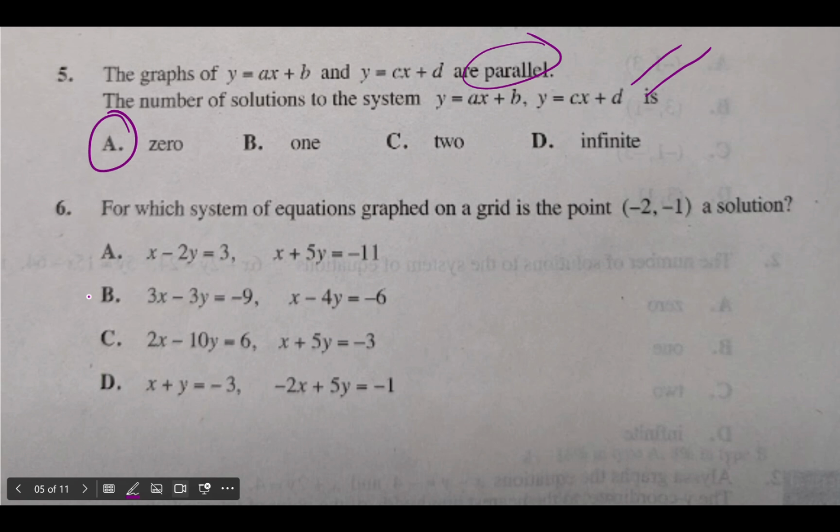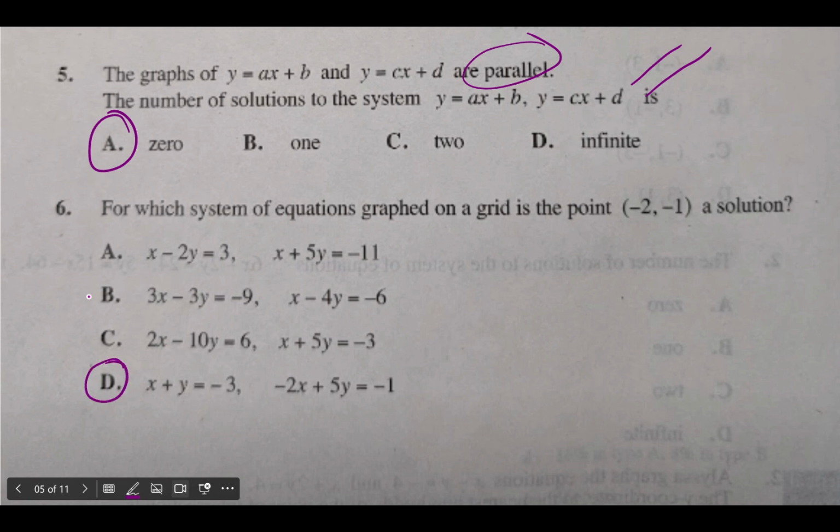Moving on, for which system of equations graphed on a grid is the point (-2, -1) a solution? So this is similar to another question we've already done. We're just going to plug in those points and see which equation it fits. So let's look at the first one. And you know, I just peeked at the answer. The answer is D. So why don't we prove that it's D?